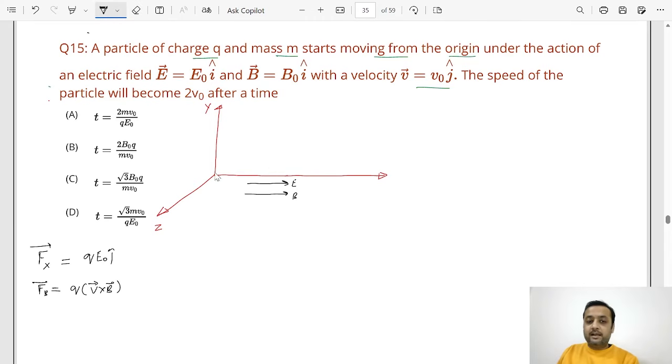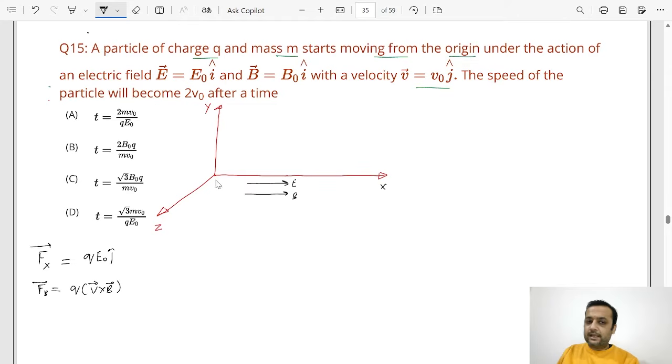What do we understand? That means along the x direction, the only force that will always act is q E naught. That means this is a constant force. So what do you understand from this discussion? That along the x-axis, the only force that is going to act is q E naught. Okay, and this will be the electric force basically.